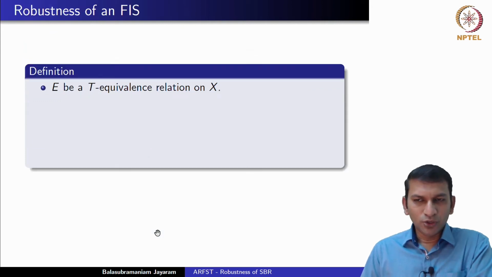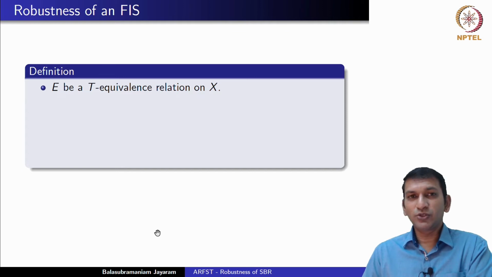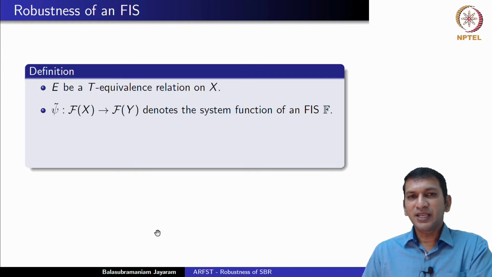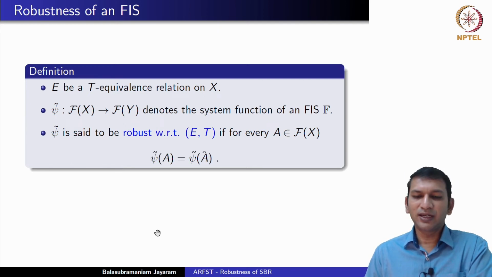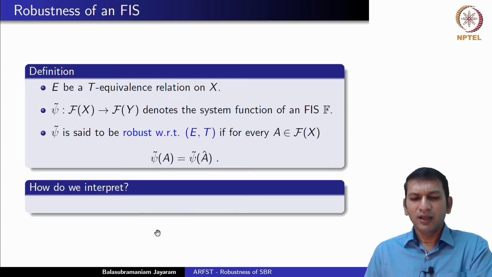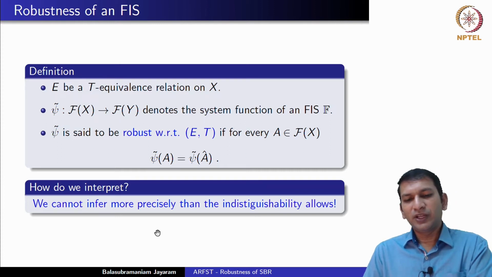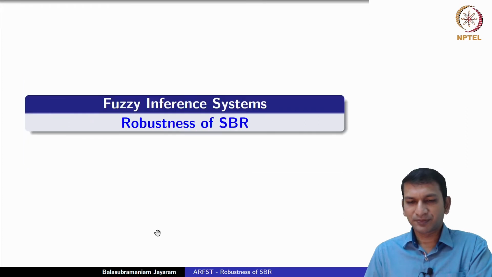Well, what is robustness? We have a space X on which we have a star equivalence or a T-equivalence relation defined, and we say the system function obtained from an FIS, psi tilde, is robust with respect to this given T-equivalence relation E if for every A in F(X) we have that psi tilde of A is equal to psi tilde of A cap, where A cap is the extensional hull of A. We have seen that it means we cannot infer more precisely than the indistinguishability allows.